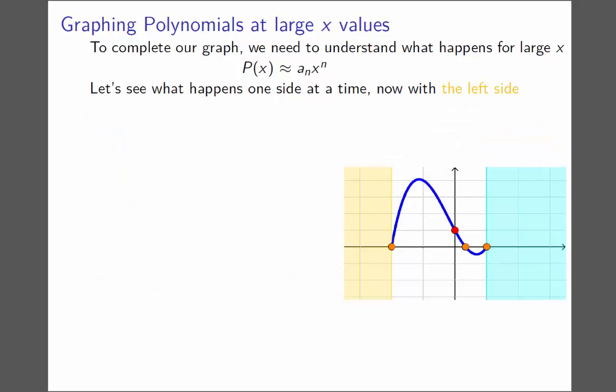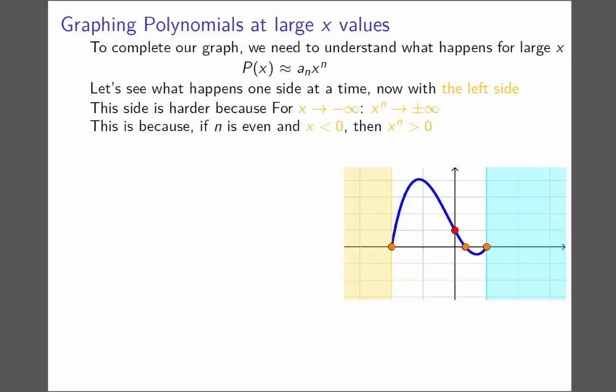Now let's see what's happening on the left-hand side. This side is a bit harder, because for x going to negative infinity, x^n could be going to positive infinity, but it could be going to negative infinity. This is because if n is even, like 2 or 4, then even if x is negative, x^n will be positive. But if n is odd and x is negative, then x^n, a negative multiplied by itself an odd number of times, will also be negative.